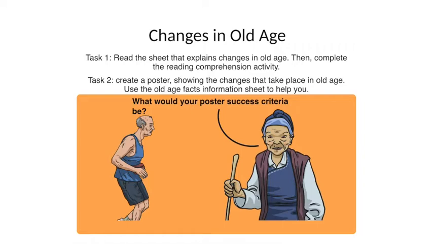Your next task then is to create a poster. I want you to create a poster showing the changes that take place in old age. Make your own version of a poster. Again, use the old age information fact sheet to help you. Think about what would be your poster success criteria. So what's going to need to be on there?